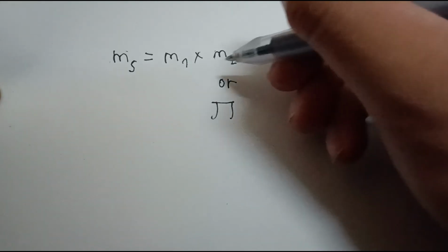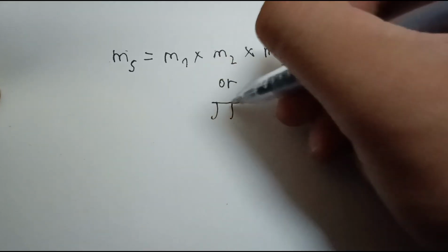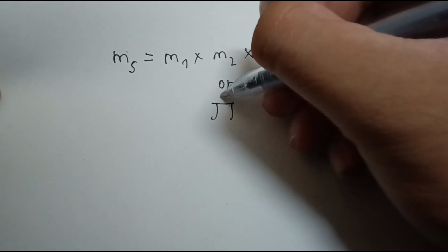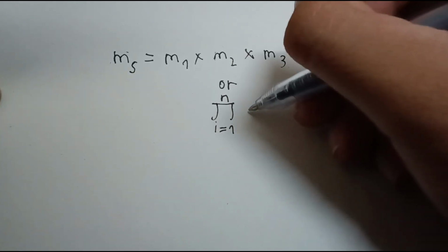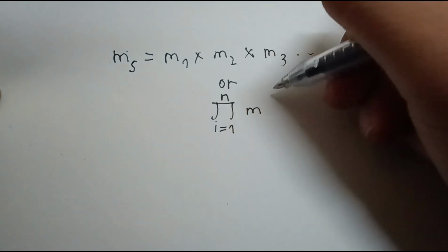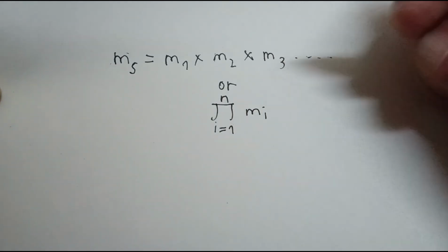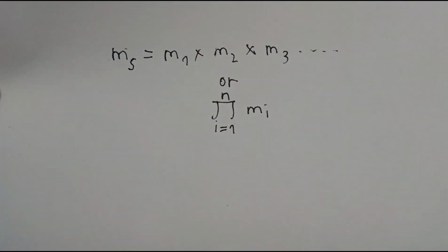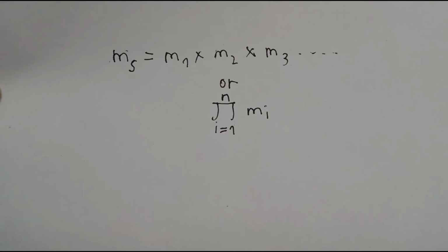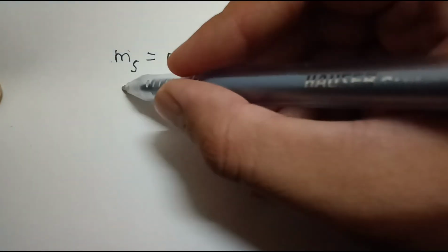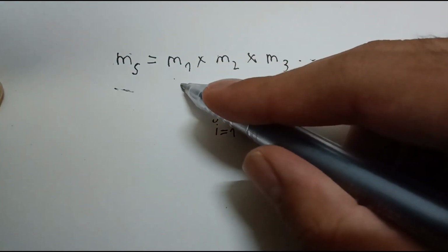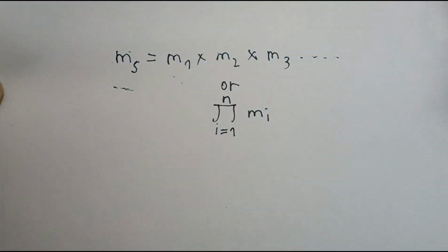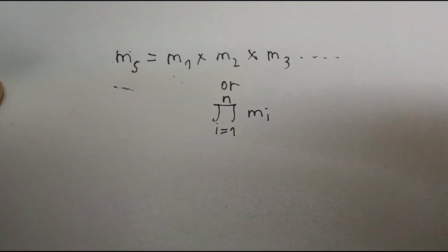Please do ignore if I make this symbol wrong, but it's something like that. So what I mean to say is that the magnification of the system is equal to the magnification of the first lens, the second lens, and so on till the nth lens.